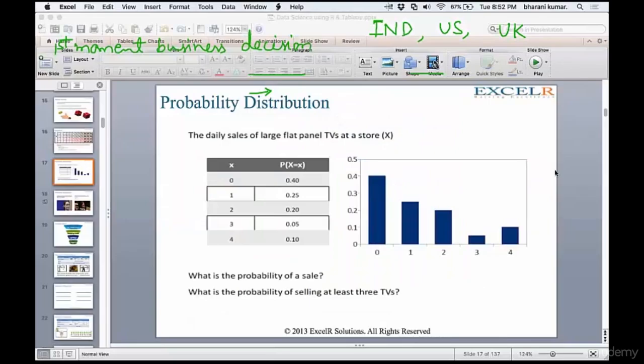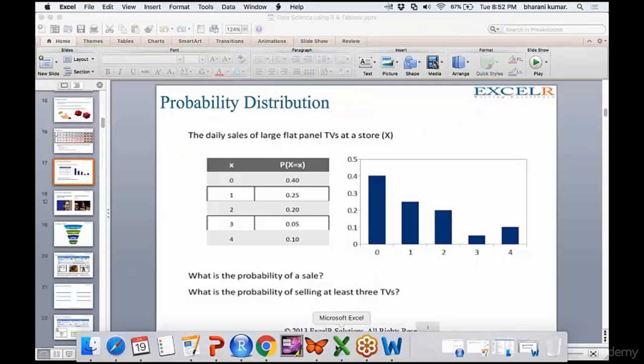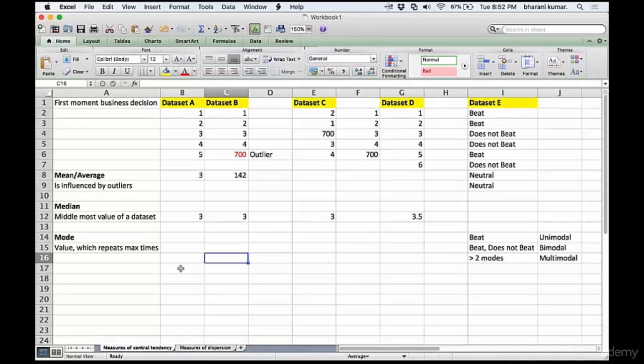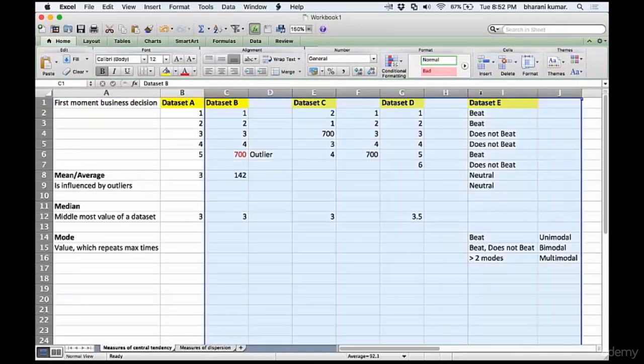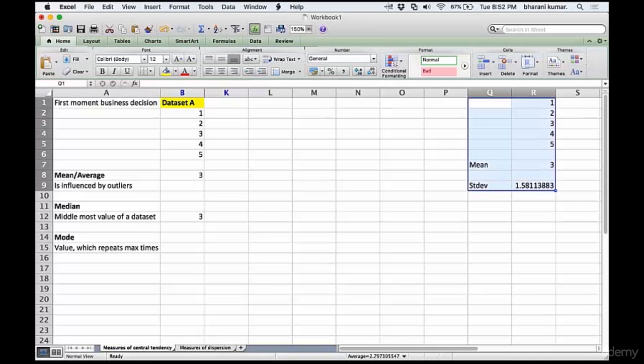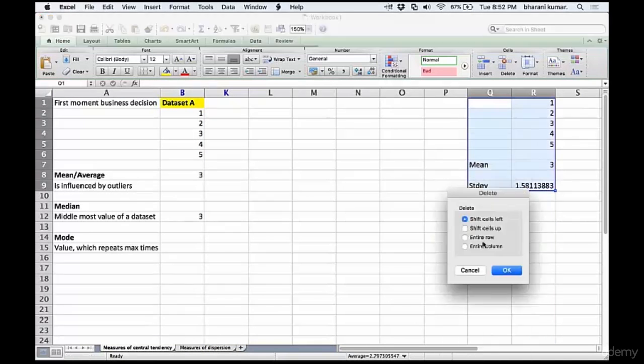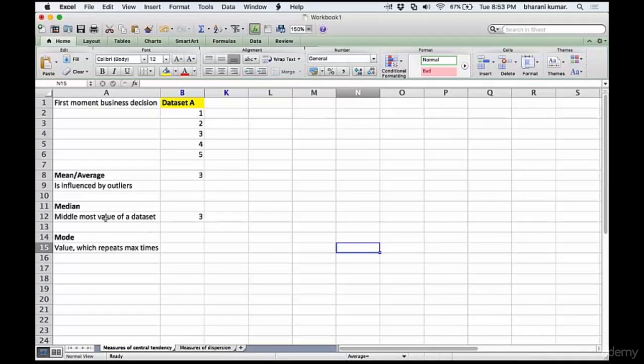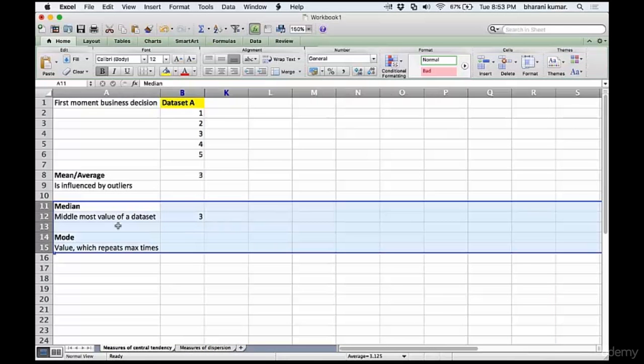Where did that go? Sorry, my man. Yeah, here we are. So we are discussing measures of central tendency, which is also called first moment business decision. So I wish to hide everything else and explain only this data set. So just bear with me. Okay. Let me also hide these.